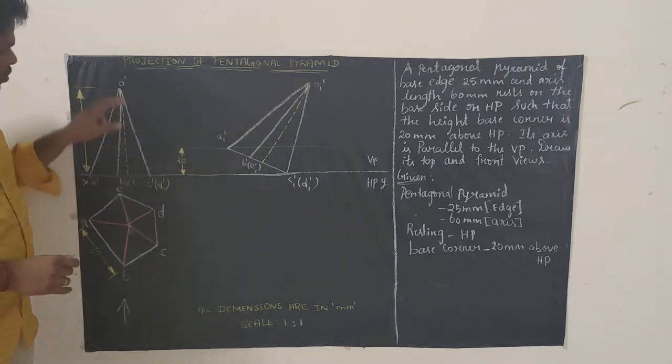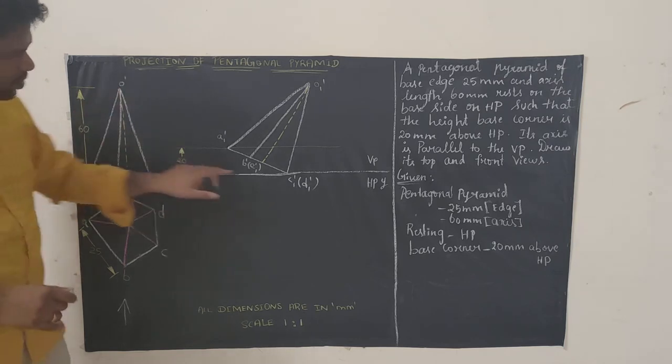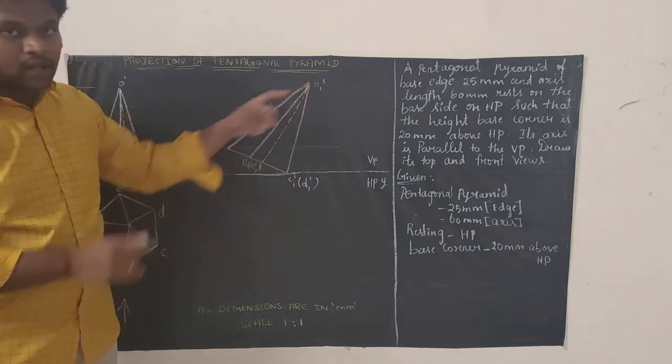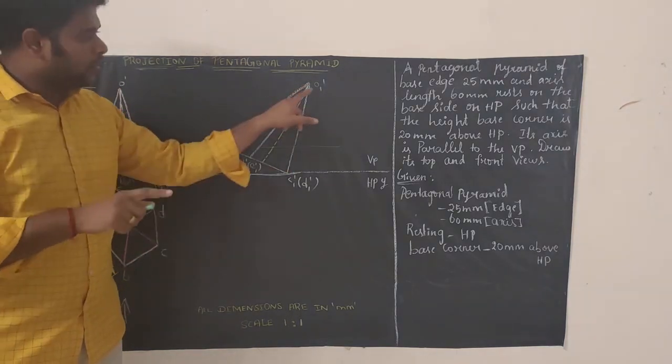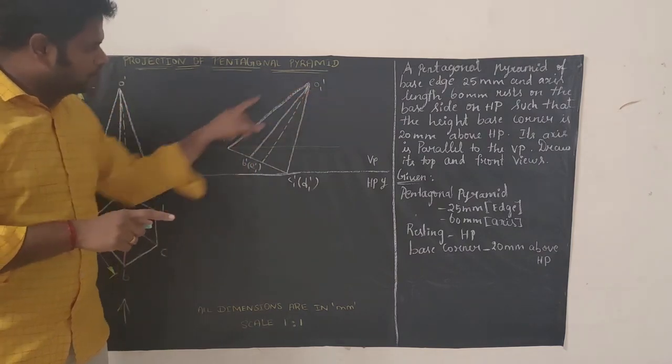Next, measure C dash to O dash. Keep your compass at C1 dash and cut an arc. Both the arcs will intersect at one point. That point is called O1 dash. Now we have formed the triangle.